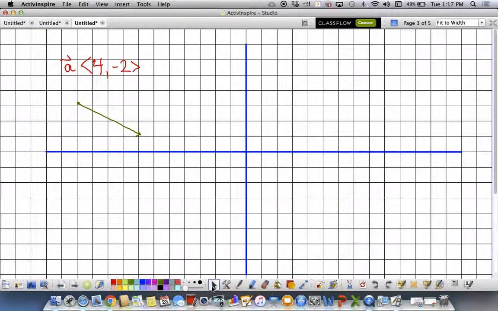So now, how are we going to use these vectors for translation? What if I give you a shape? Let's do a quadrilateral.